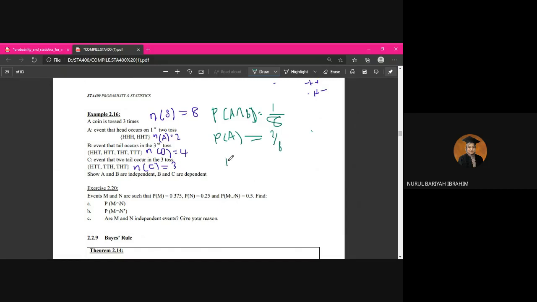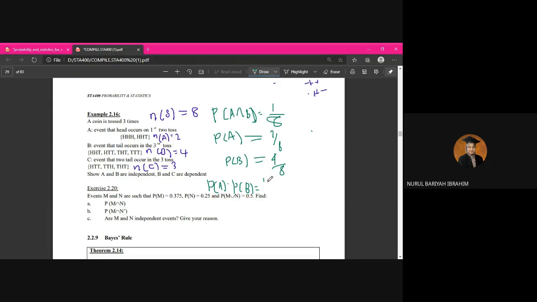And probability of B adalah 4 over 8. Okay, so to know the event A and B are independent or not, we need to multiply probability of A multiply with probability of B. So just multiply this, 2 over 8 multiply 4 over 8. It is 1 over 8.